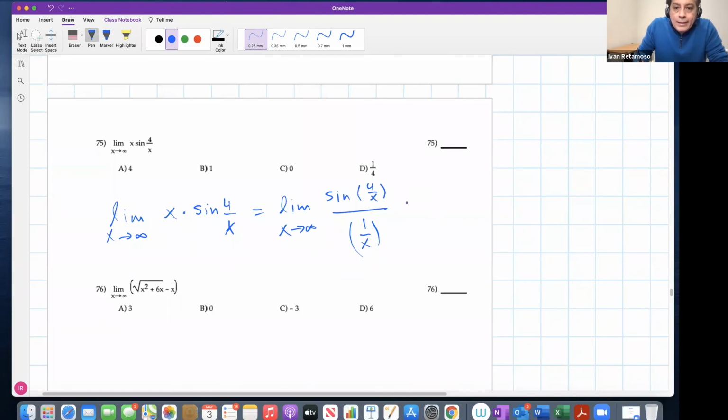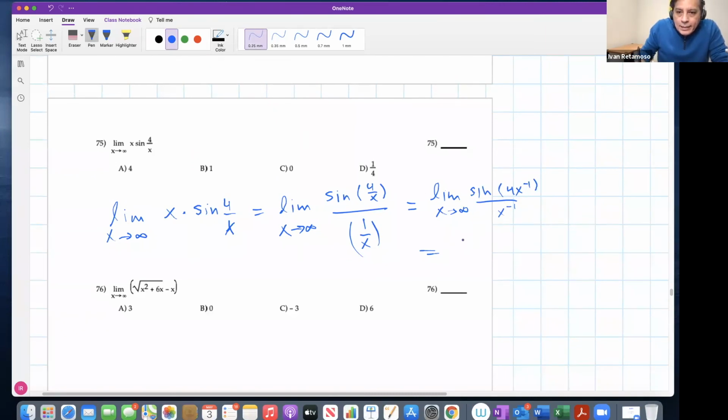So because this is the limit of sine of 4x raised to minus 1 over x raised to minus 1, right? Take derivatives in the numerator and denominator, and then apply L'Hopital. Yeah, it's okay. We're going to do Newton's method next.